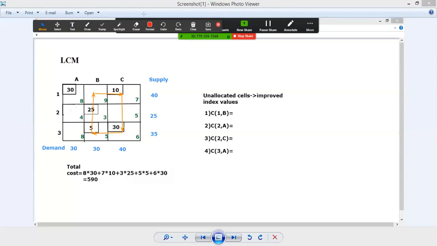In the same way, we have to assign alternate plus and minus signs. So assign plus here. Again assign minus sign here. Plus, minus. So now you compute the net cost. The net cost will be plus 9 minus 7 plus 6 minus 5, which will be equal to 3.